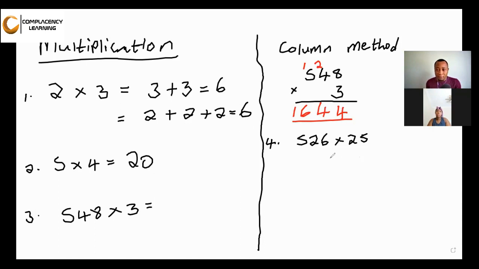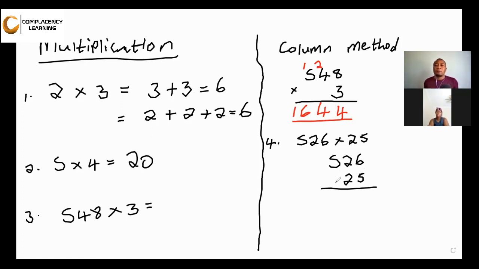You're very familiar with that, right? So what I'm gonna do is I'm gonna say 526, right? And then I'm gonna multiply by 25. I need to match the place values. Do you understand what I'm saying? So you'll see that now I'm taking 526 and I multiply it by 25.